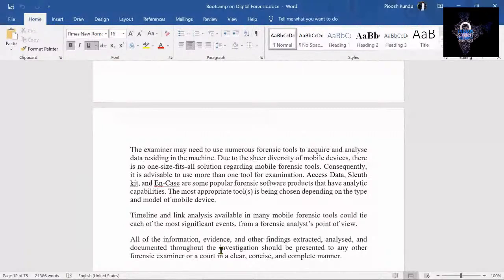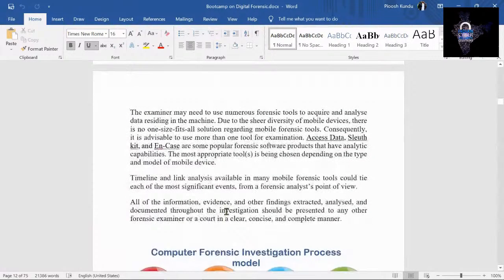Now, time and link analysis is available in many mobile forensic tools and could tie together the most significant events from the forensic analysis point of view. All the information, evidence, and other findings should be extracted and analyzed, and documentation throughout the investigation should be presented, as in any other forensic examination, in court in a clear, concise, and complete manner.